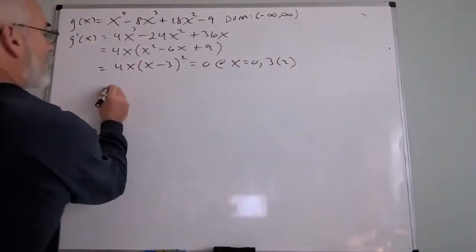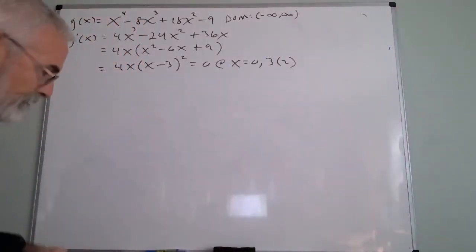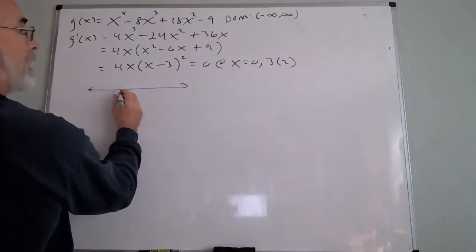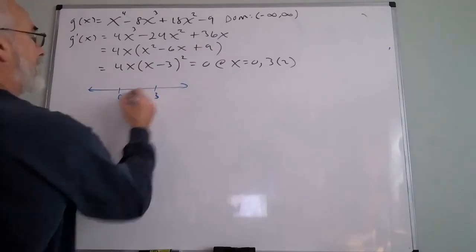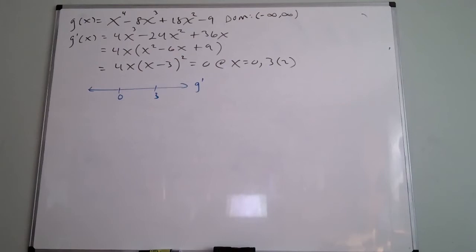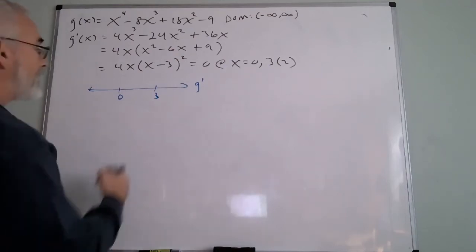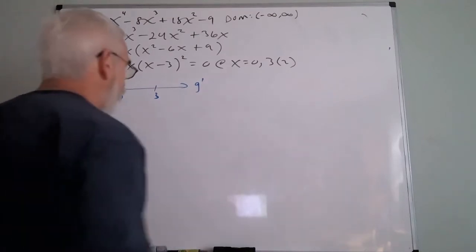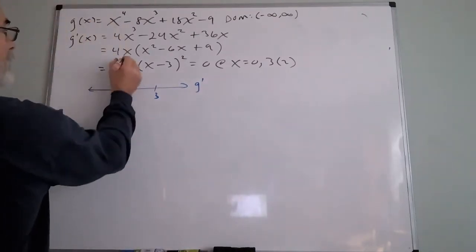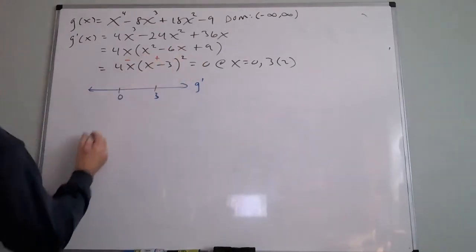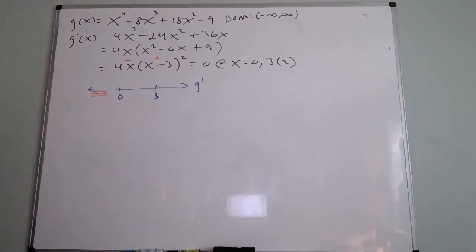So now let's do our different color. Let's do our g prime number line because I have to leave space here. So there's a 0, there's a 3. And I actually want to write g prime number line because there's going to be a g double prime number line. Now, to the left of 0, negative bazillion minus 3 is negative, but when I square it, it's positive. Okay. Now let's pick a number between 0 and 3, like, I don't know, 1.